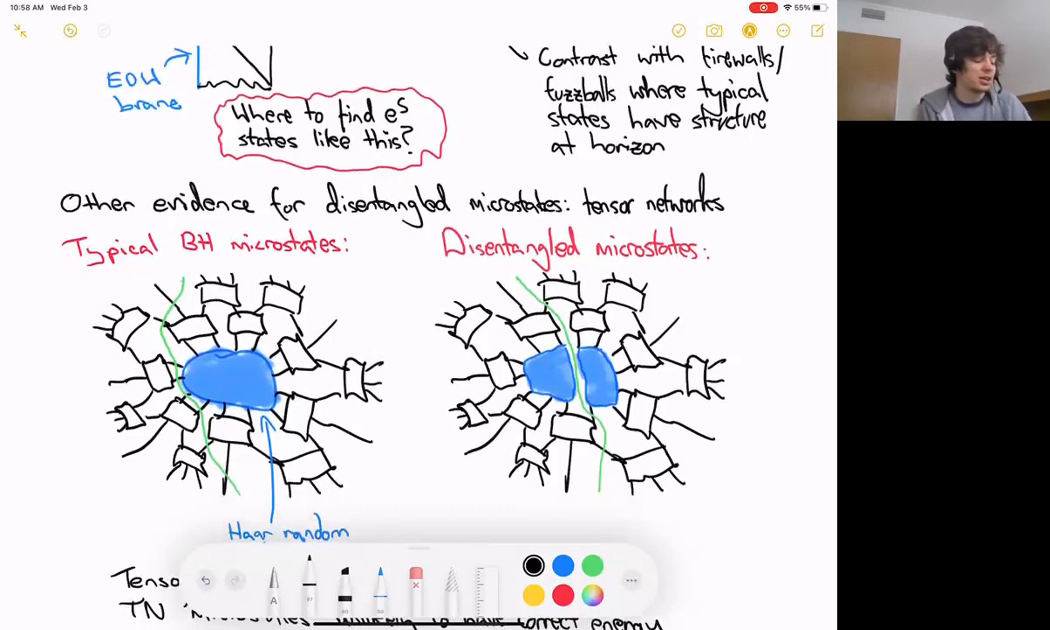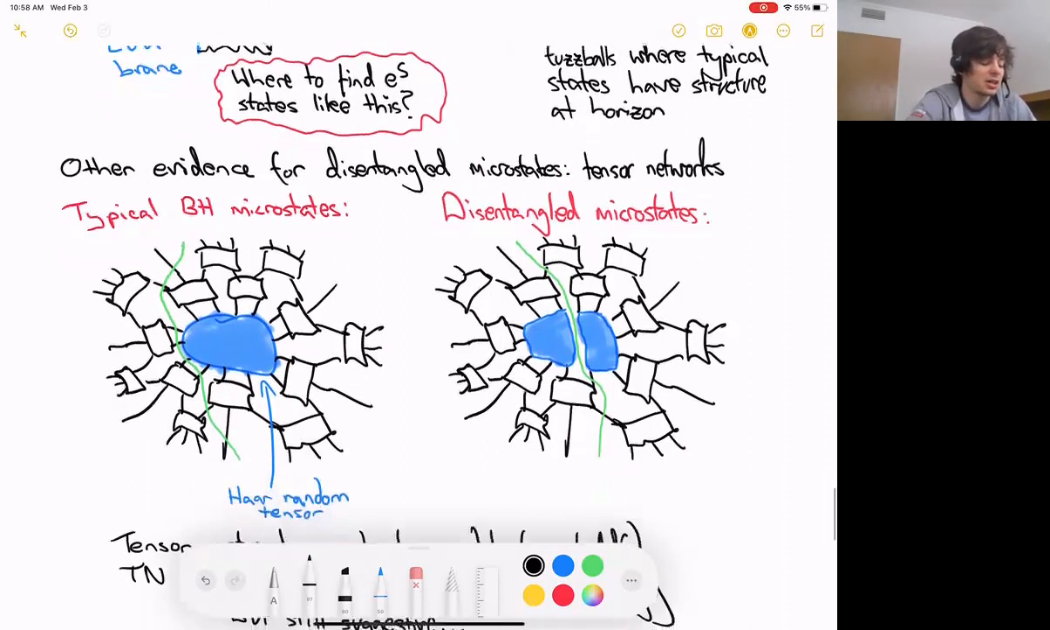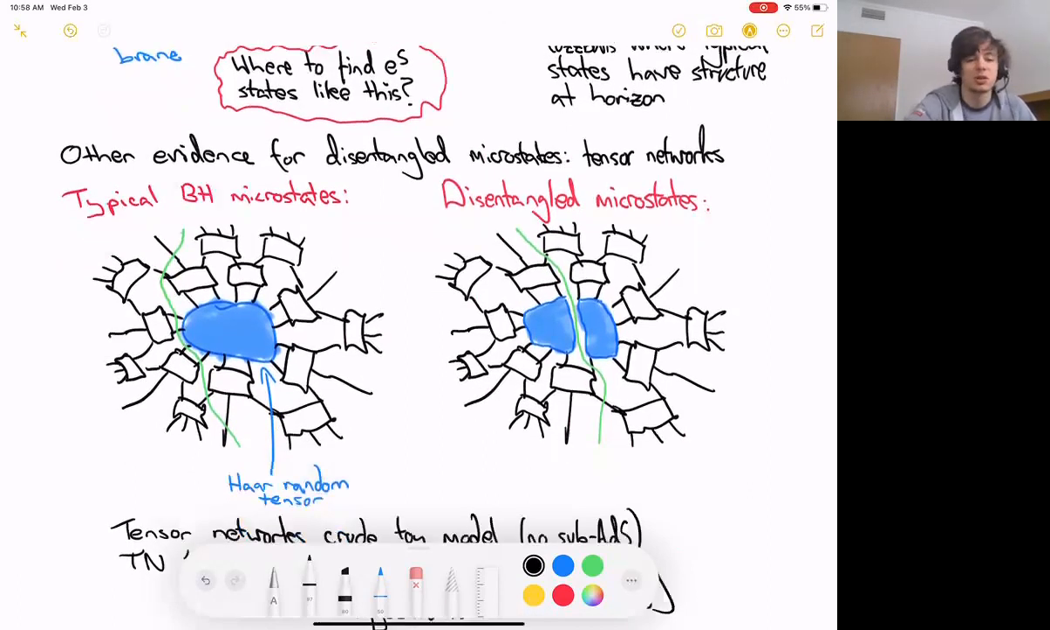Final comment I'll make, sort of other reasons to think that maybe these disentangled microstates really do exist, is just thinking about what happens in tensor networks. So the conventional way we model a black hole microstate in tensor networks is as some big half random tensor sitting in the middle of some tensor network. And so then we can look at the entanglement entropy of some region B of boundary legs.